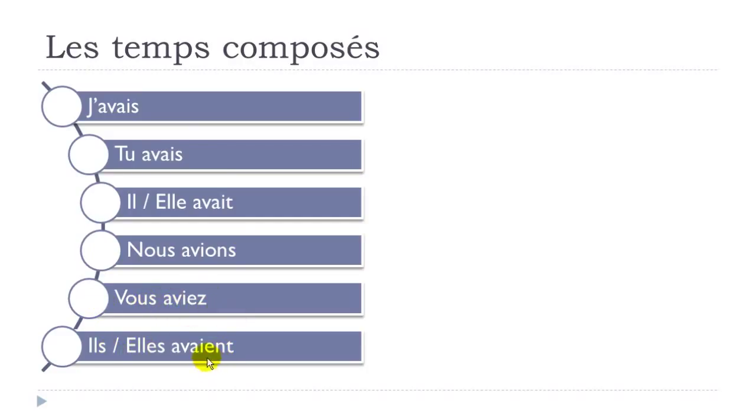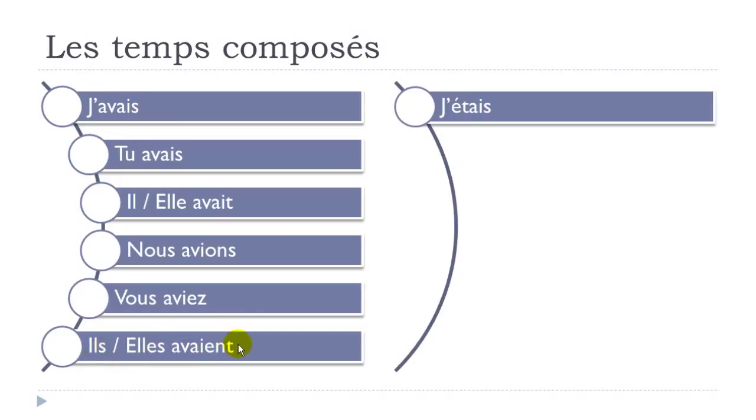Ils avaient, so look here, E, N, T, you write them, you don't pronounce them. So you get phonetically avait, exactly the same thing that we had here, here, and here. Okay, so it's exactly the same thing that you will pronounce. But then here you make the liaison. Ils avaient, elles avaient.